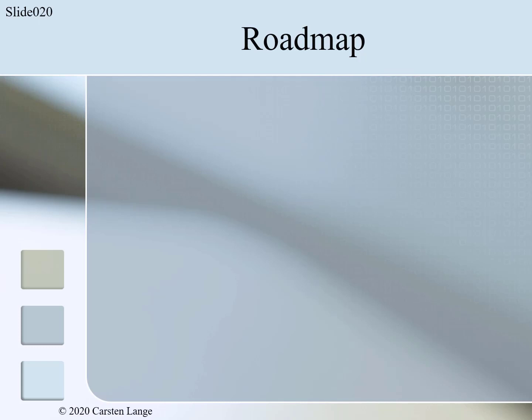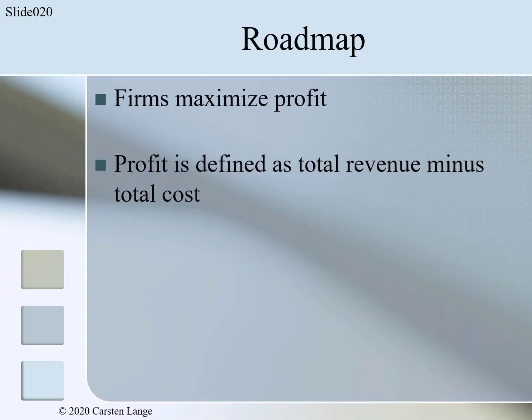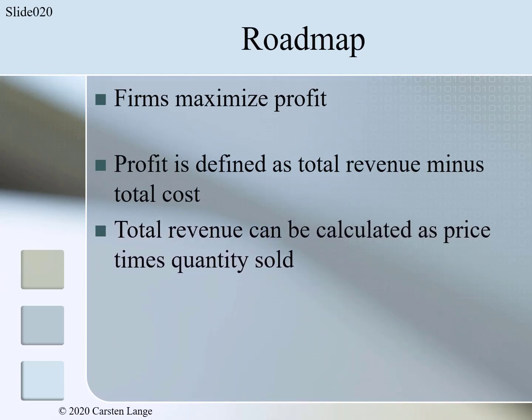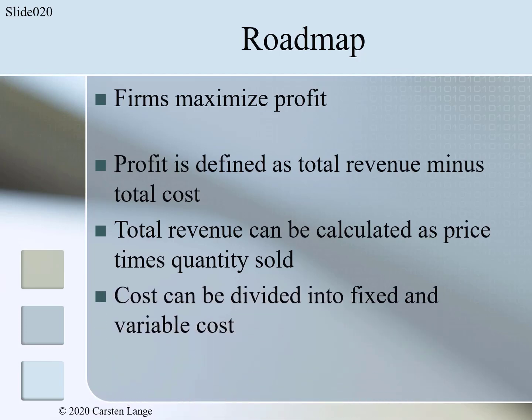What will you learn in this segment? You will learn that we work under the assumption that firms maximize profit. You will learn that profit is defined as total revenue minus total cost. Total revenue can be calculated as price times quantity sold. And finally, you will learn how to divide cost into fixed and variable cost.